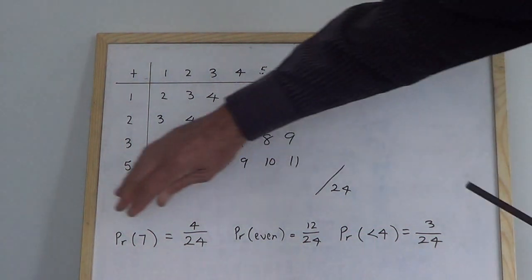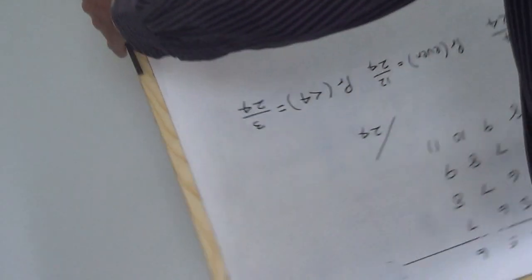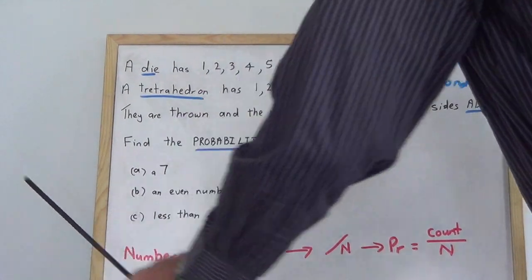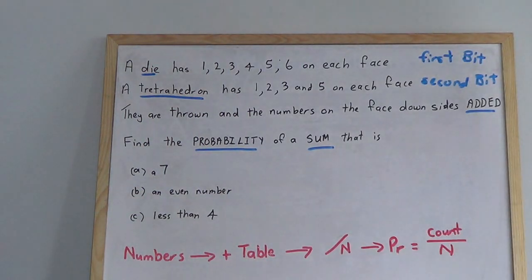I'll flip it over again so you can see. There it all is. The numbers, the adding table, count the number in the table. The probability is the count of 7s over n, the count of even numbers over n, and the numbers less than 4. This goes on the top as the count over n, which is the number in the table. And we'll close off there.